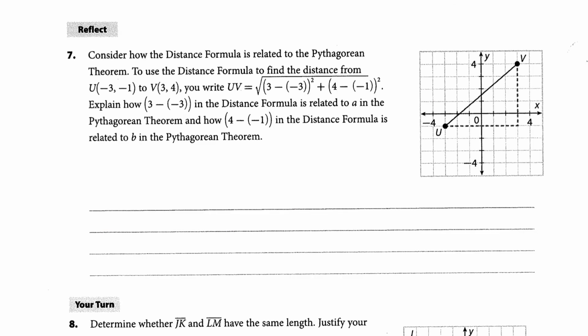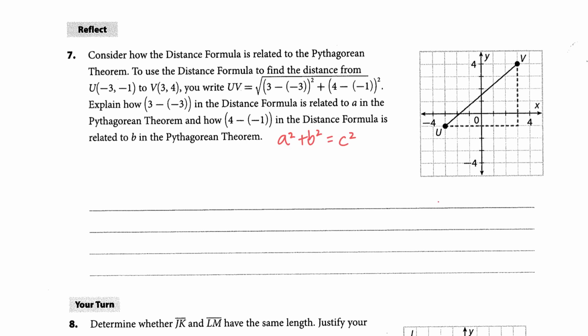Consider how the distance formula is related to the Pythagorean theorem. To use the distance formula to find the distance from U to V, you write UV equals the square root of 3 minus -3 squared plus 4 minus -1 squared. Explain how 3 minus -3 in the distance formula is related to A in the Pythagorean theorem, and how 4 minus -1 in the distance formula is related to B in the Pythagorean theorem.